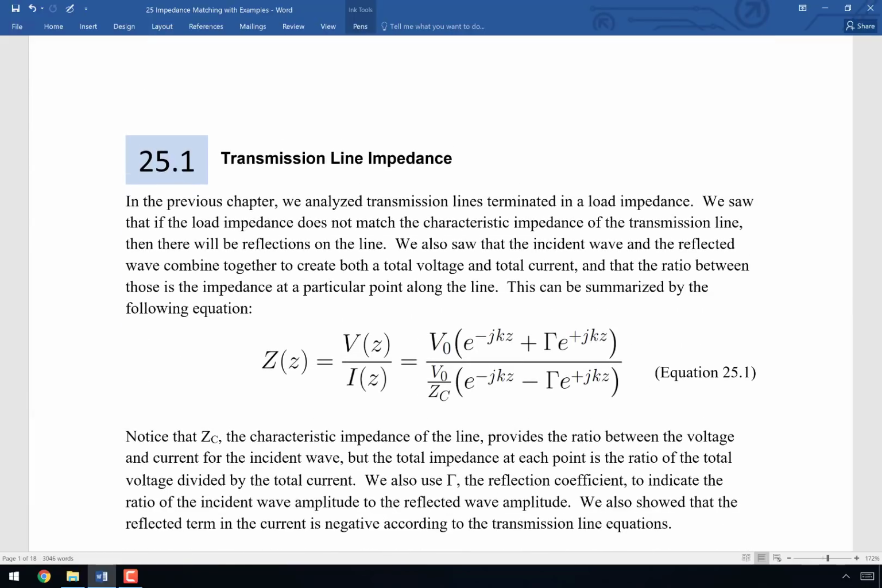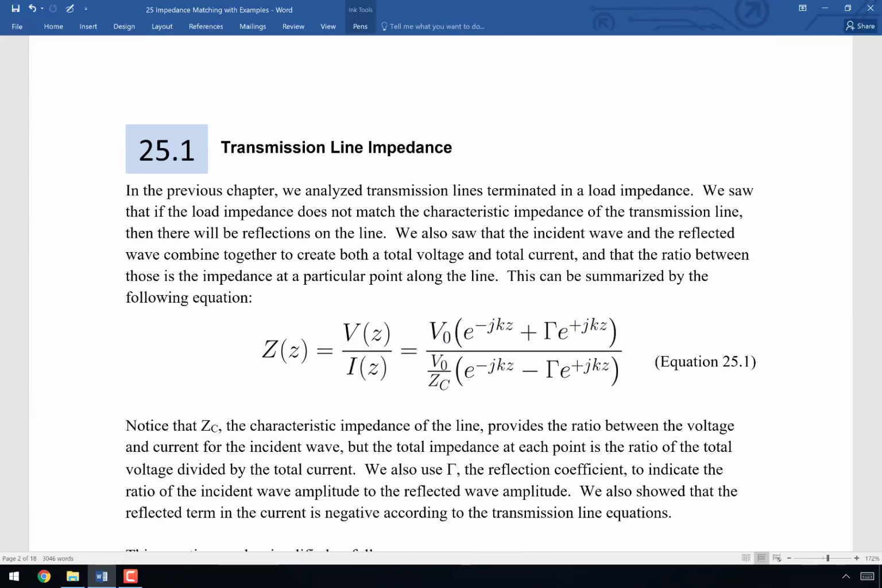So let's build on the knowledge that we gained last time. In chapter 24, we talked about transmission lines, and we derived an equation that allowed us to see the relationship between the voltage and the current at any point along the transmission line. The ratio of that voltage and current, we can call impedance, and the impedance can be written in a variety of ways, but I've written it here in equation 25.1, including the reflection coefficients to show the relationship between the incident wave coming from the left and the reflected wave going back to the right.